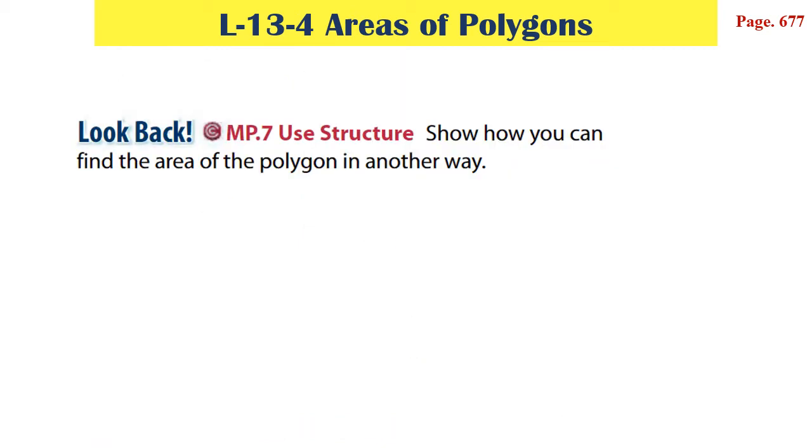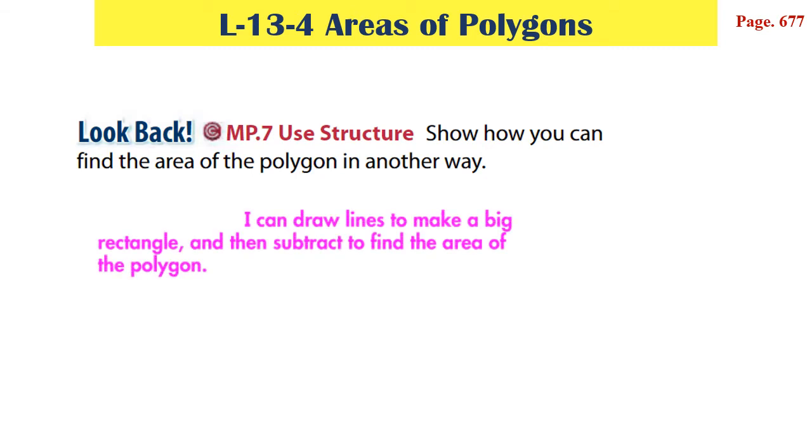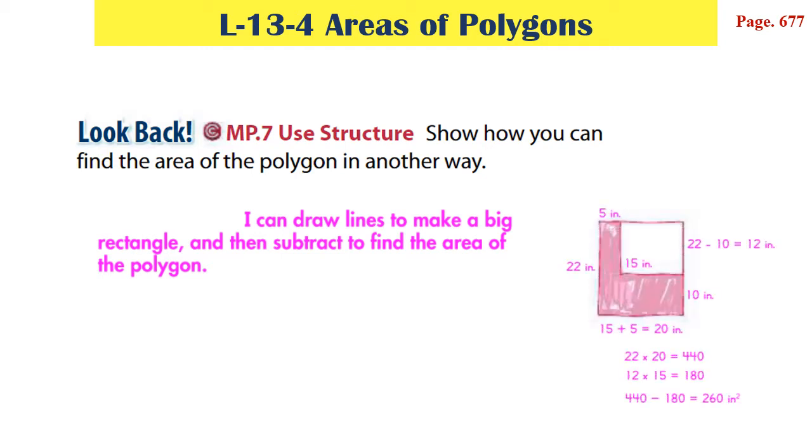Now, tell me the answer for Look Back on page 677. The question is: show how you can find the area of the polygon in another way. Very good. I can draw lines to make a big rectangle, and then subtract to find the area of the polygon. Dear students, kindly take a look at this example. Do you understand? Good.